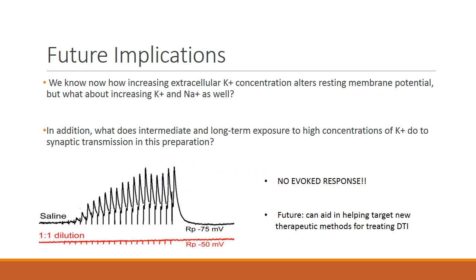So we now know that increasing potassium concentration alters resting membrane potential, but what happens also when sodium and other intracellular components are released is yet to be determined. We know that potassium obviously is not the only component that's released, so further examination is needed in this regard. In addition, what does intermediate and long-term exposure to high concentrations of potassium do to synaptic transmission?